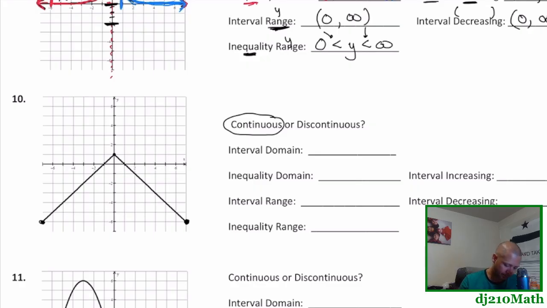All right, domain. So remember what domain is. It's the x values. There's no arrows, so there's no infinity. So I'm looking at the x values. The most left x is negative 7. The most right x is 7. And they're closed circles. So brackets. Let's go.